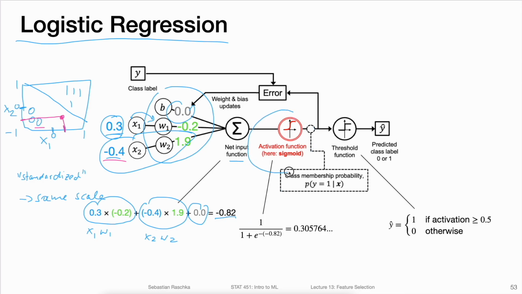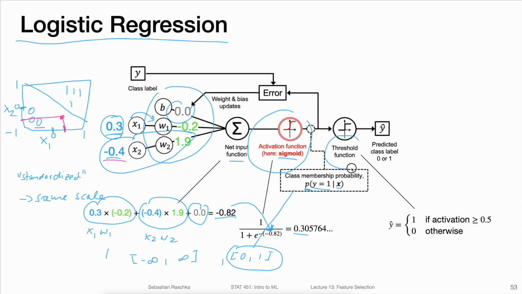Then we have a nonlinear activation function, the logistic sigmoid function here. This is a function whose inputs are between -infinity and infinity, and the output is between 0 and 1. We can interpret the output of the logistic sigmoid function as a class membership probability, the probability that a data point belongs to class 1 given its feature observations. So here we plug our net input into this logistic sigmoid function, and we get 0.3 as the output. This is our class membership probability that this data point belongs to class 1.